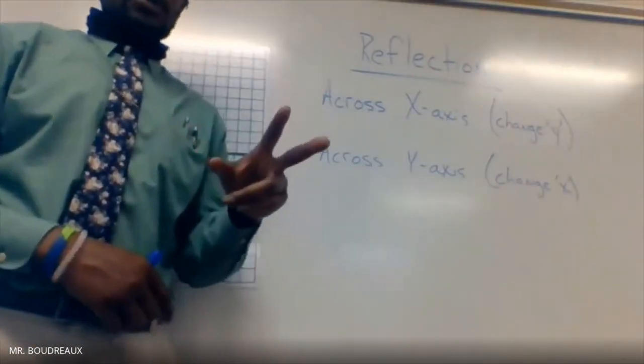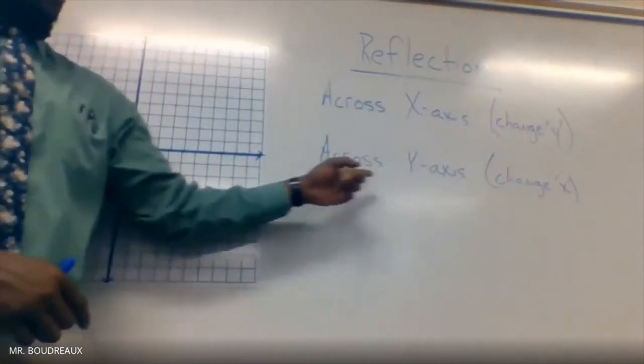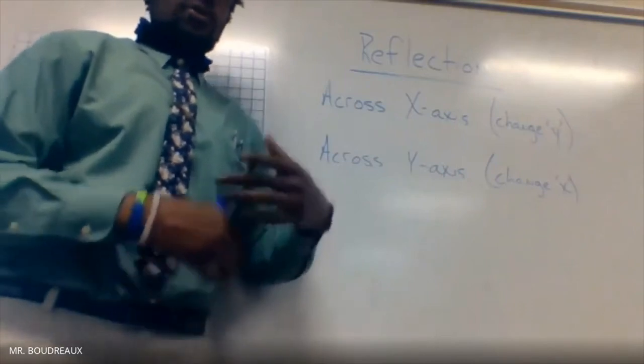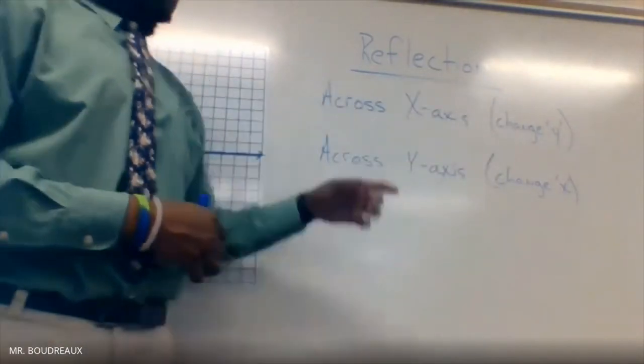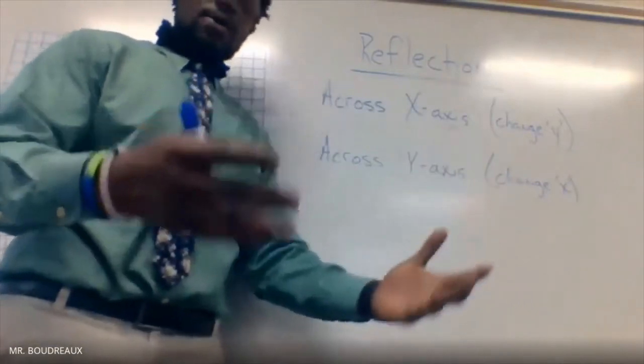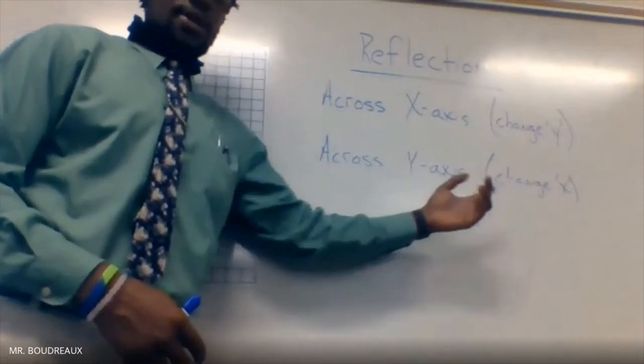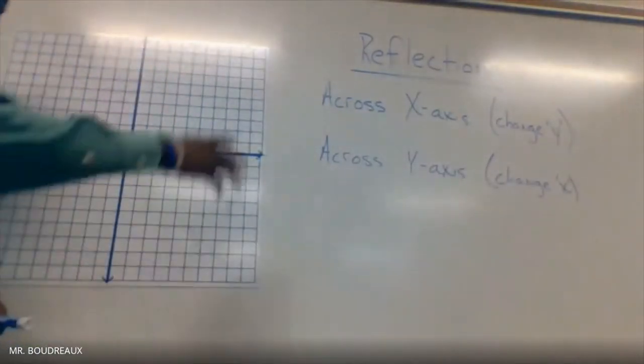Right, there's two kinds of reflections you can have. You can have a reflection across the x-axis or a reflection across the y-axis. So when you reflect, it's going to be the opposite. If you reflect across the x, that means your y is going to change. If you reflect across the y, then that means your x is going to change. All right, so those are the rules you need to learn.